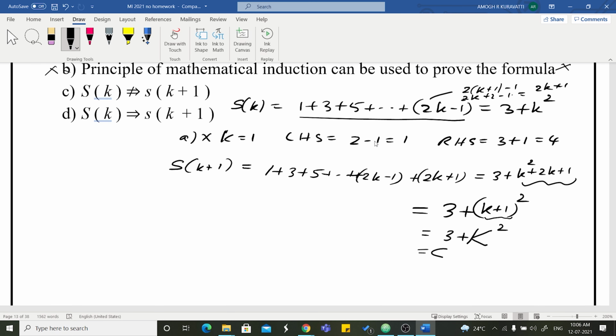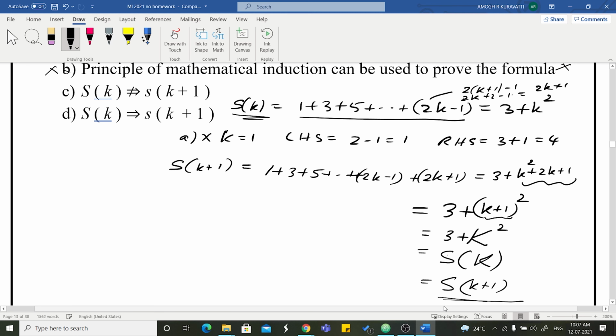So what happened? S of big K, that is S of big K value, how much? K plus 1. So what happened? S of k is equal to S of k plus 1. Option D is the right option. I hope it is clear. Okay, please note down.